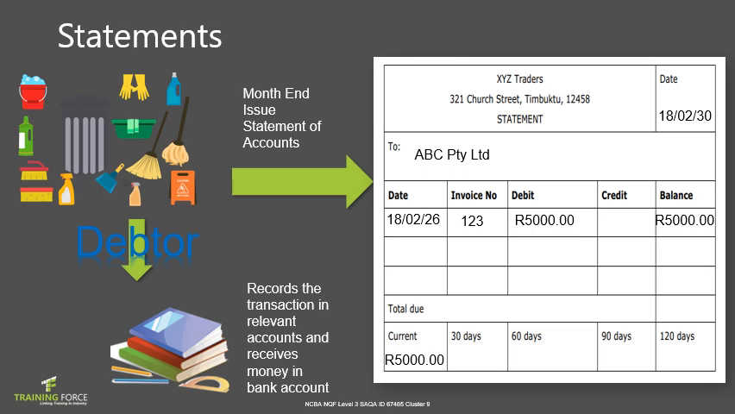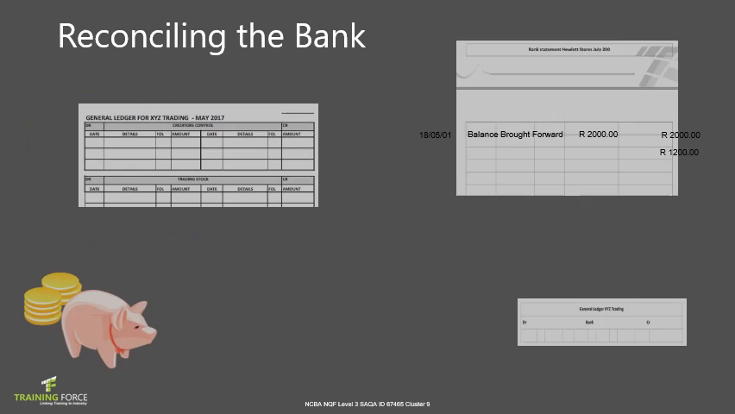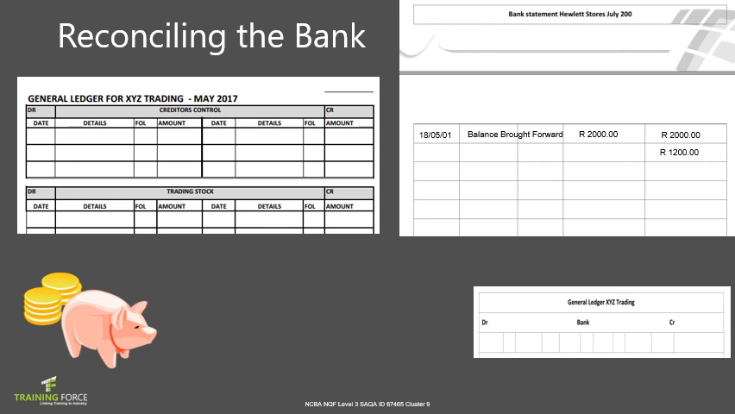As soon as the payment is received, it is then recorded in the debtors' journal and the general ledger updated. On a monthly basis, a bank statement must be drawn and all amounts received and or paid should be recorded in the relevant journals and or general ledger. This is known as reconciling the bank account.